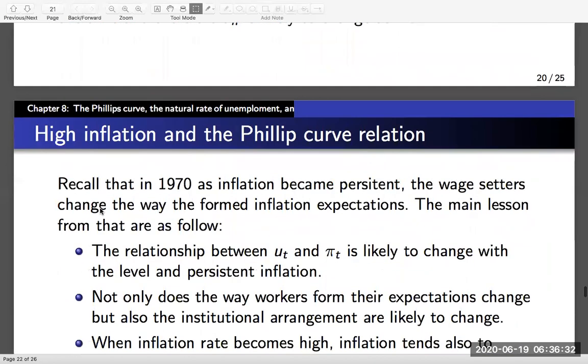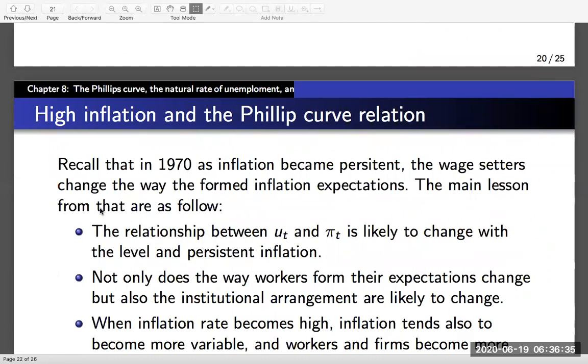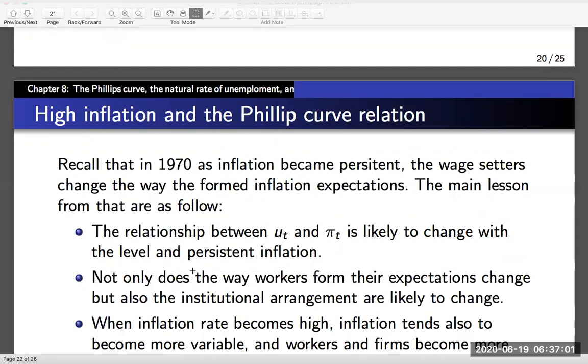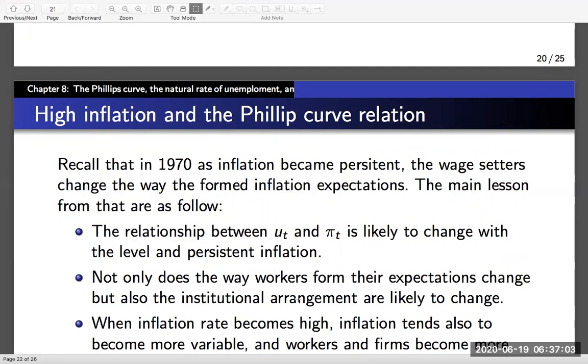Higher inflation and the Phillips curve relation. Recall that in the 1970s, as inflation became persistent, the wage setters changed the way they form inflation expectations. The main lessons are as follows. The relationship between the unemployment rate and inflation is likely to change with the level of persistent inflation. Not only does the way workers form their expectations change, but the institutional arrangements are likely to change.